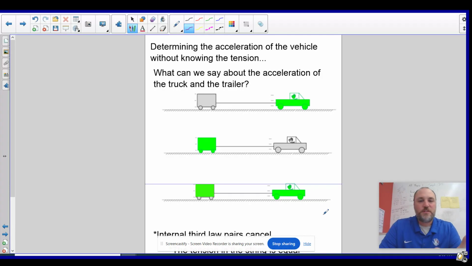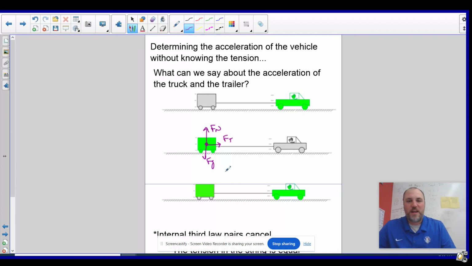All right, and what third law pairs are going to do is they're going to allow us to simplify what I'll call systems, which would be multiple objects moving together with the same velocity and acceleration. So with that example we did in the warm-up, the truck that's pulling on the trailer, we could also do the free body diagram of the trailer, and it would be very similar. It would have a force of gravity down, it would have a normal force up, and it would have a tension to the right.